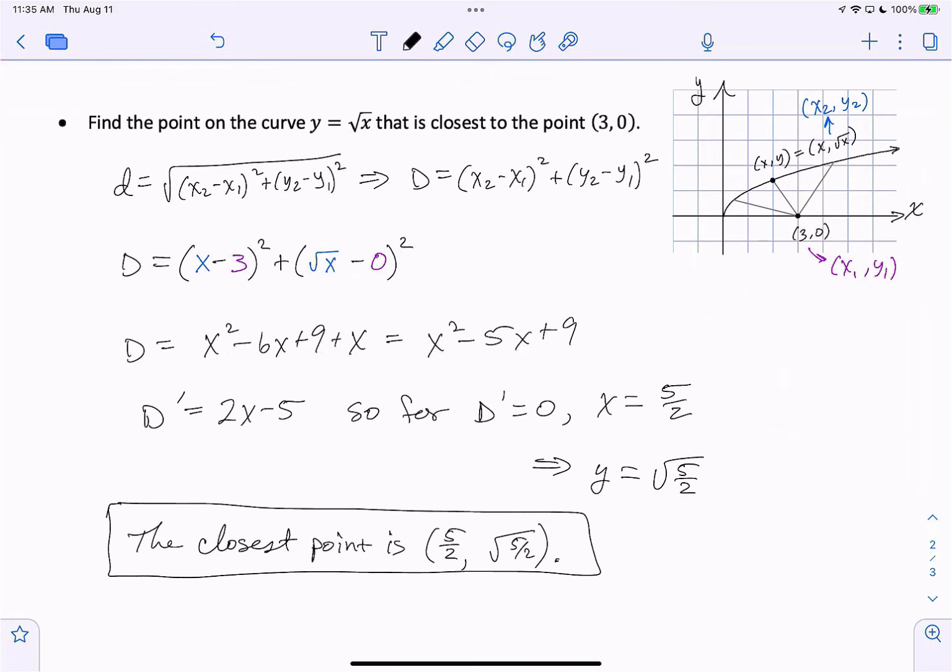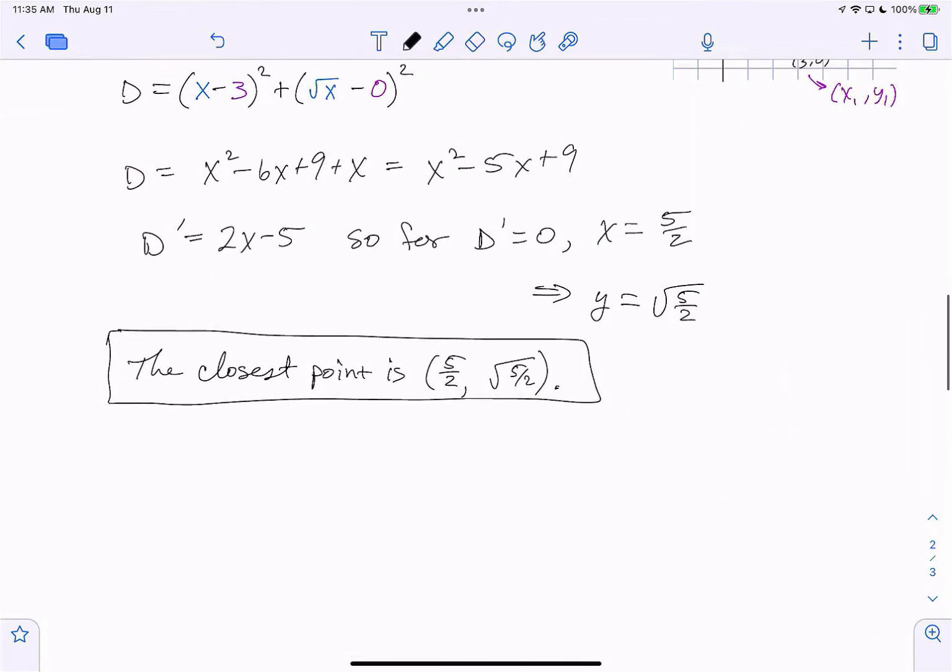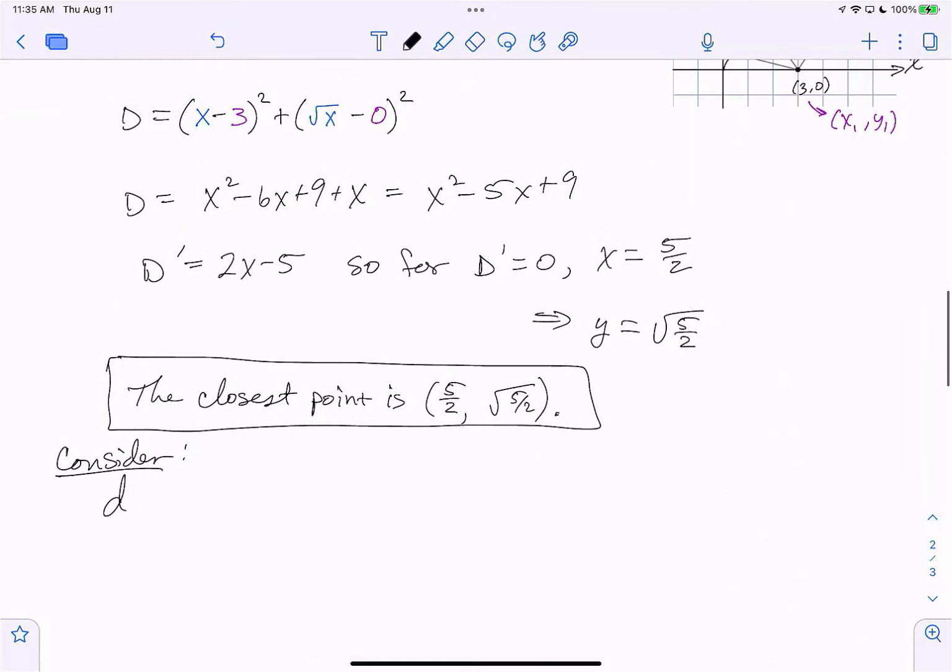Now let's talk about this square of the distance versus the distance itself. Because uppercase D is lowercase d squared, we know that if I were using lowercase d, we would have, so I'll just consider, we're done with the problem, I'm just going to continue to talk. Lowercase d would be the square root of x squared minus 5x plus 9.